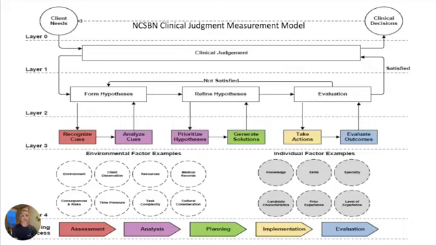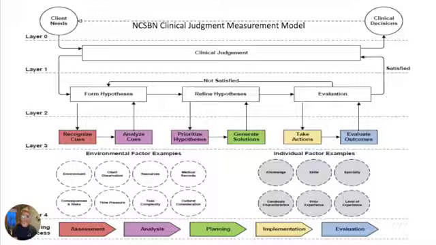So, speaking of the NCSBN clinical judgment measurement model, this I think is a good time in the presentation to just take a moment to look at this measurement model, to compare it a little bit to the traditional 5-step nursing process that you see across the bottom. So that linear process of assessment, analysis or diagnosis, planning, implementation, and evaluation.